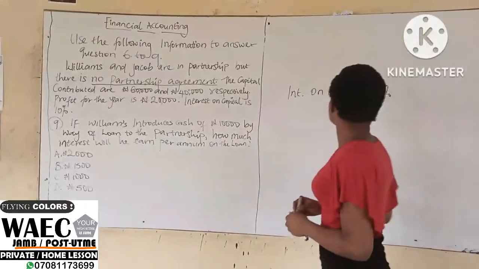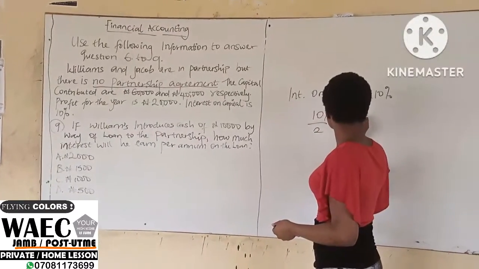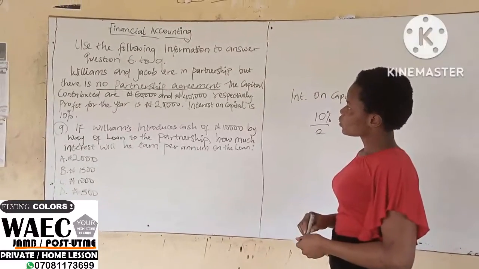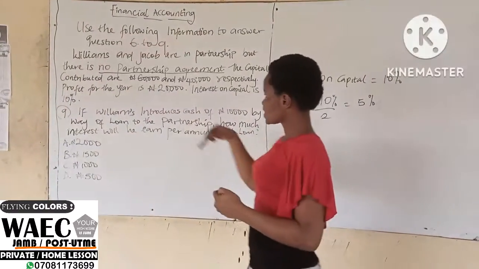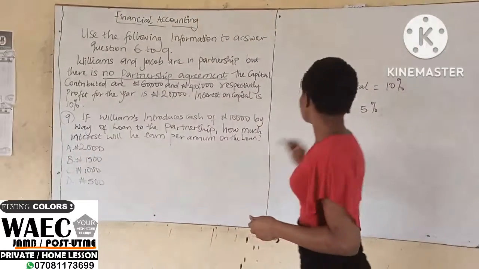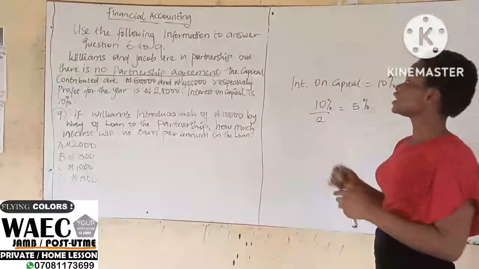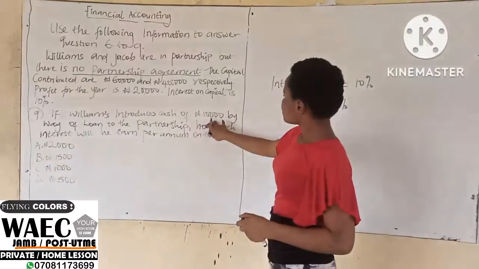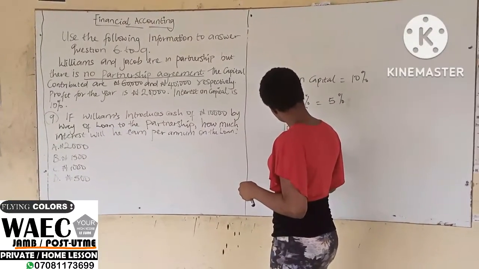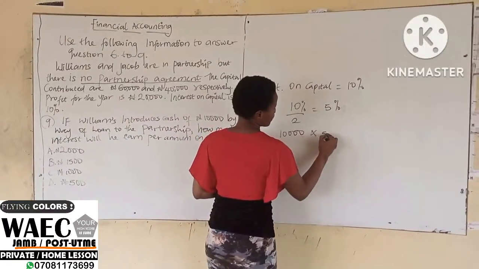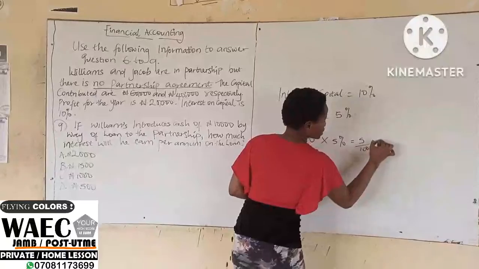So what we are going to do is divide the 10% into 2. That's 10% divided by 2, which will give us 5%. So if there is any other transaction made after this, it will now be 5% for 6,000 and 5% for 10,000, thereby dividing the interest on capital of Williams into 2. One for the loan, one for the initial capital. So here, the amount he later includes as a loan is 10,000 naira. Then 10,000 times 5%, which will give us 5/100 times 10,000/1.